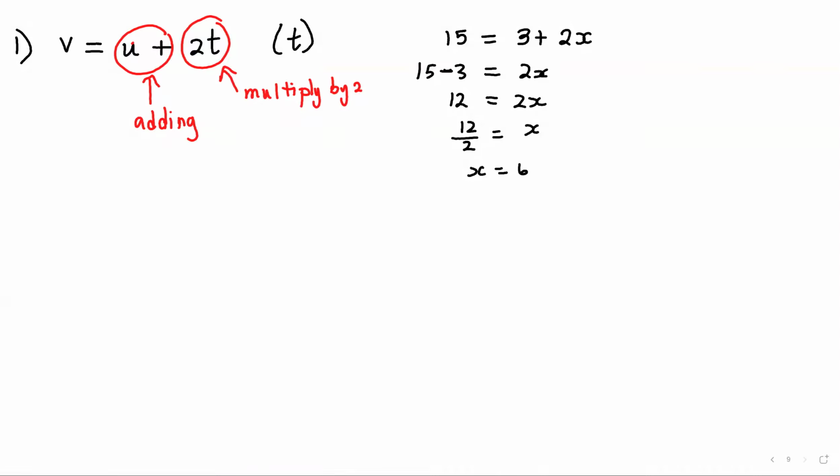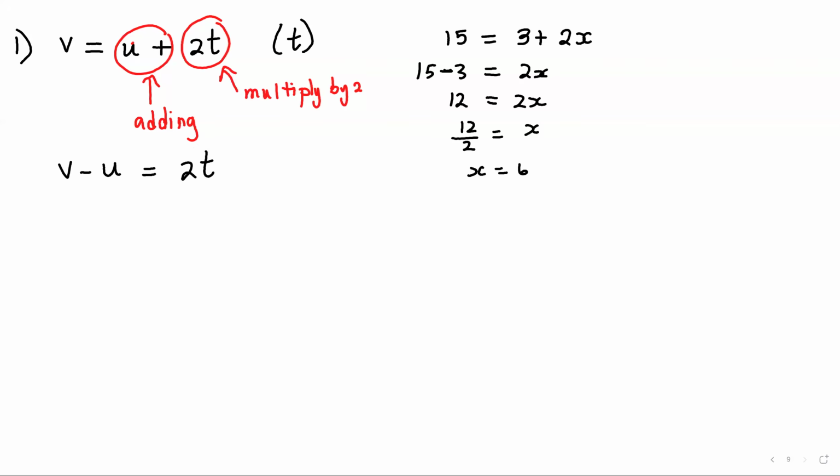Now, when you're changing the subject, the first thing you'll do is move or transpose the term that doesn't involve the variable you're trying to find. Just like when I was doing 15 is equal to 3 plus 2x, the first thing I got rid of was the 3 on the right-hand side. In the same way, I want to get rid of the u, and this is adding u. So to transpose add u, I will subtract u. So it will be v minus u is equal to 2t, right?